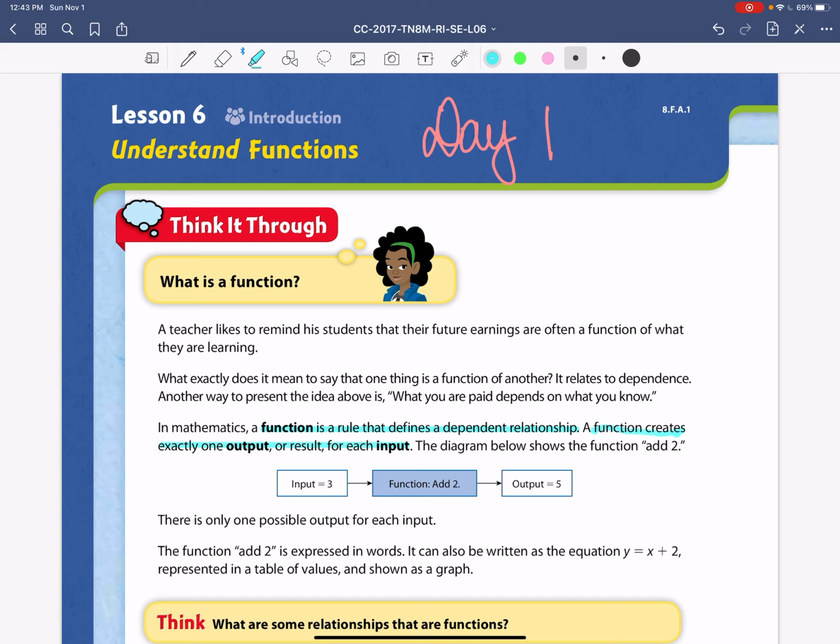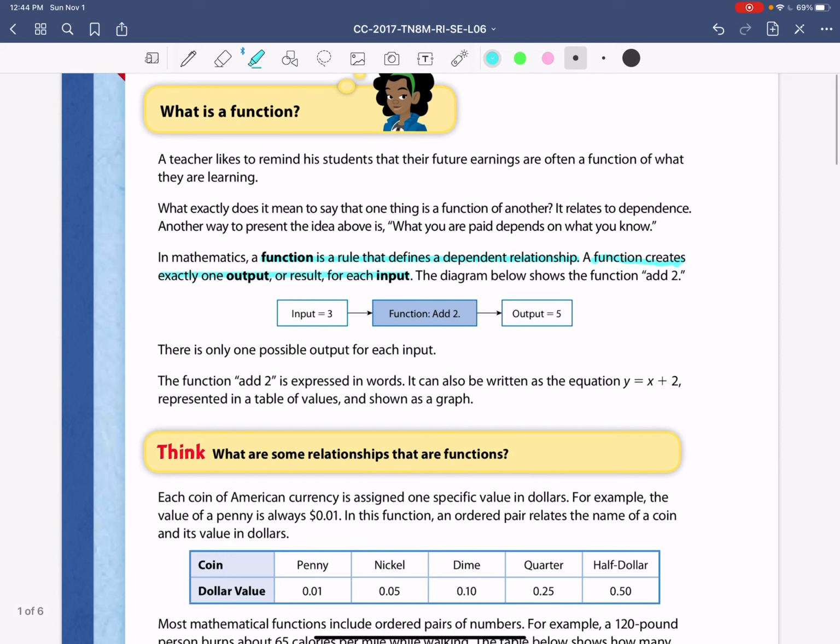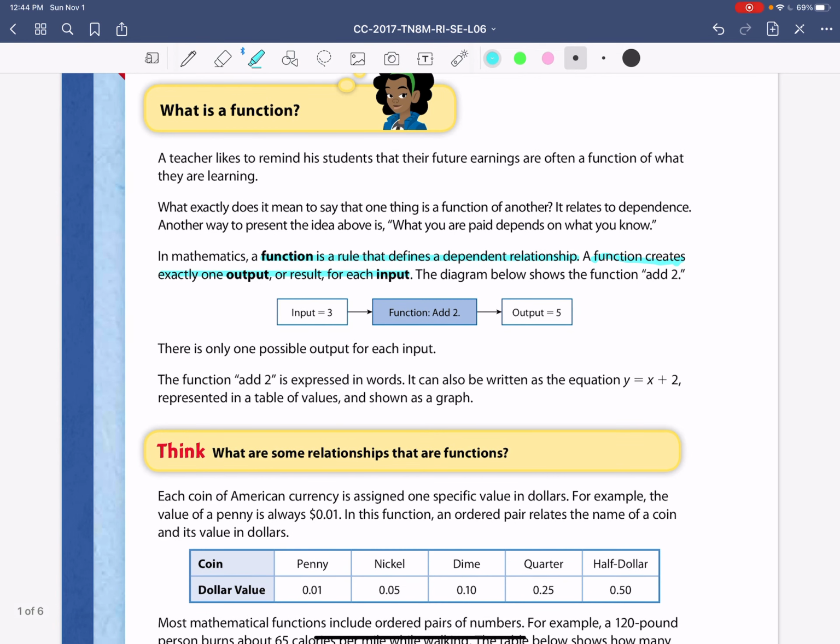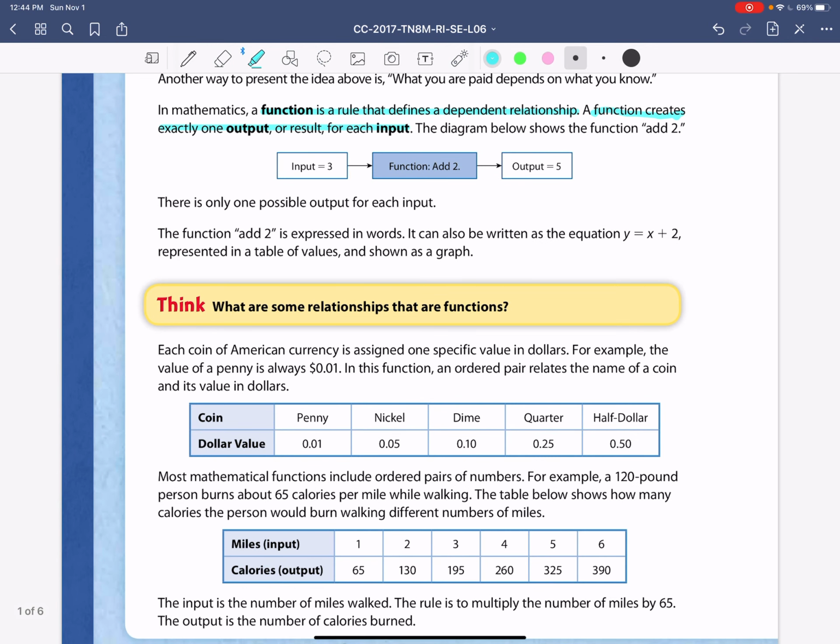Okay? It's very important. So the diagram below shows the function add 2. If you had an input of 3, then your function says to add 2, and your output would be 5. There is only one possible output for each input. The function add 2 is expressed in words. It can also be written as the equation y equals x plus 2, represented in a table of values, and shown on a graph.